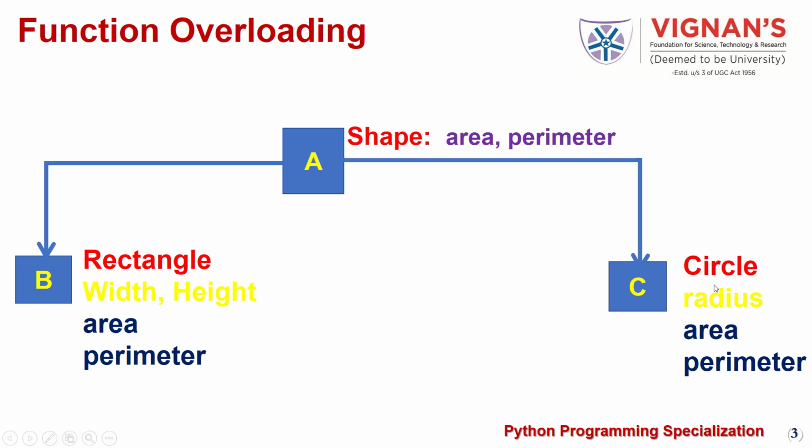And we also want to derive the circle class from the shape class. In the circle class we add the object data member radius, and based on the radius we define the methods to calculate the area and perimeter. Here the area and perimeter are also overridden in the circle class. Let us discuss how to create the shape, rectangle and circle classes.